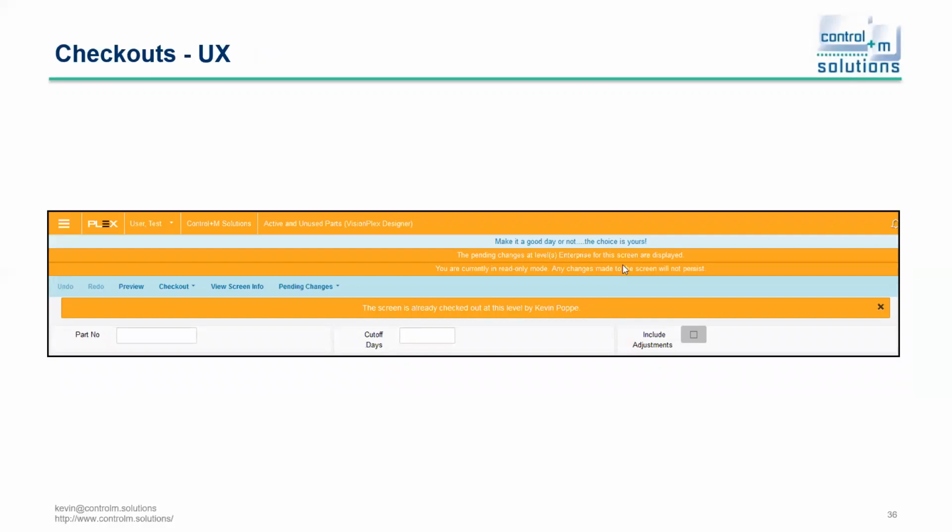Along the same lines, the same type of banner message shows in UX if a screen is currently checked out. If I attempt to make a new checkout, you'll notice on this screenshot that we're given a warning that the screen is already checked out at this level by Kevin Poppe. So that displays for us as well at this level.